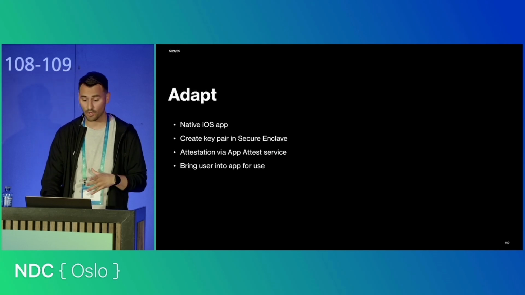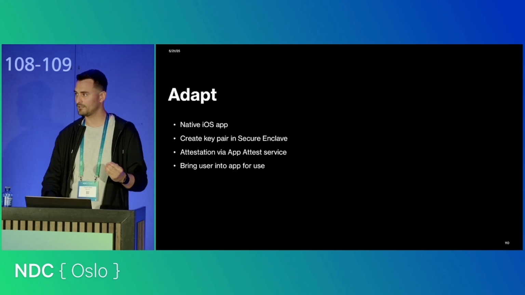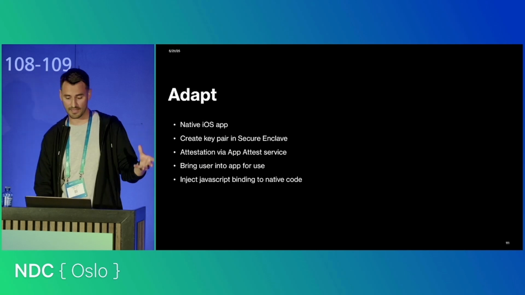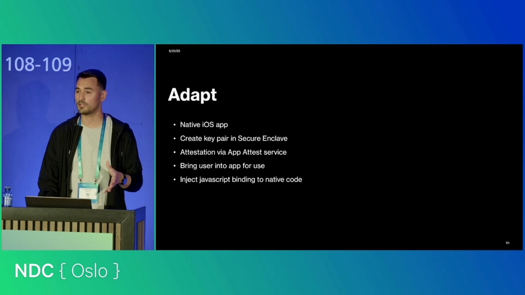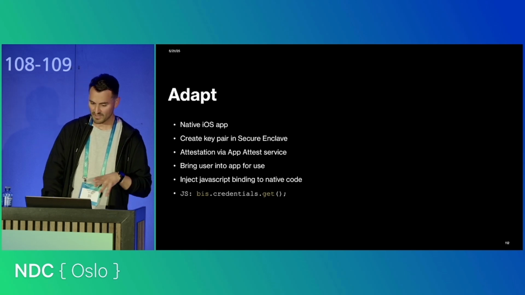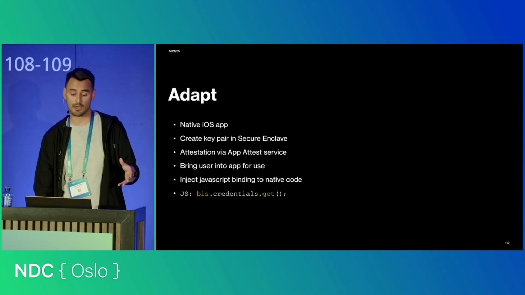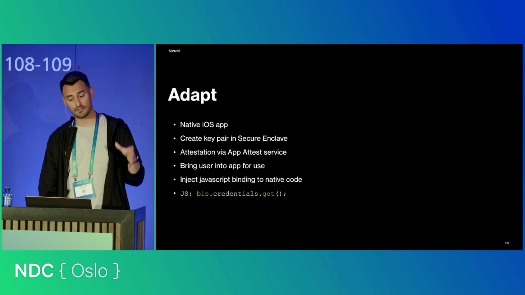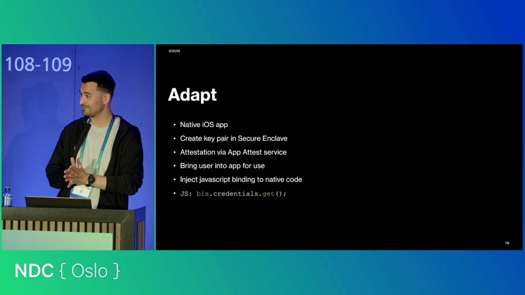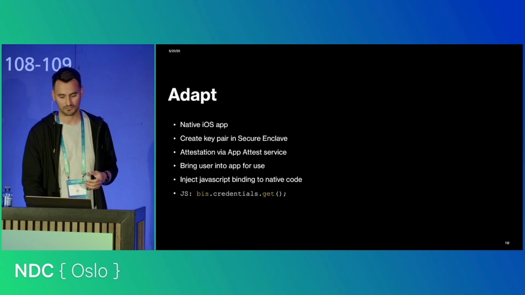And in the app, we launch a web view. And in the web view, we inject a JavaScript binding to native code. And on iOS, instead of calling navigator.credentials.get from our JavaScript, we now call bis.credentials.get, which calls the native code. And this modified function call would then imitate the WebAuthn interface and allow us to authenticate using the key created by the native app. Of course, during sign-up on iOS, we would also need to call bis.credentials.create instead of navigator.credentials.create.